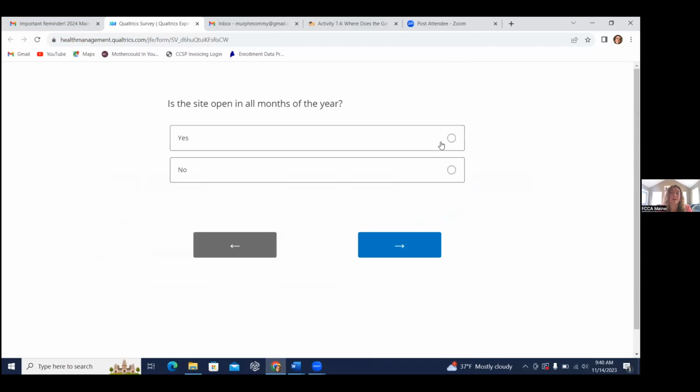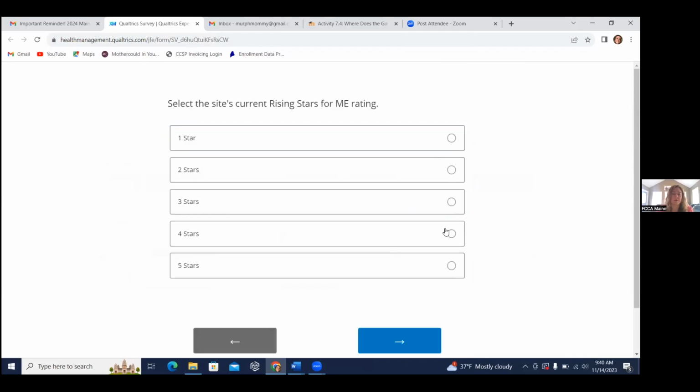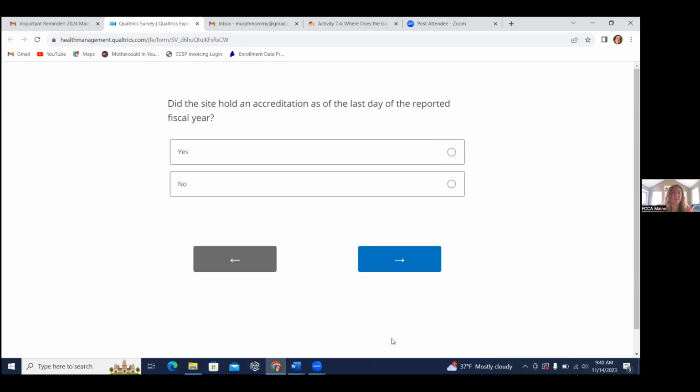Is the site open in all months of the year? We'll say yes. We'll say that they are a 3-star. That seems to be the average. Does this site hold accreditation? We're gonna write yes. Actually, no, we're gonna write no, because it wouldn't be a 3-star.